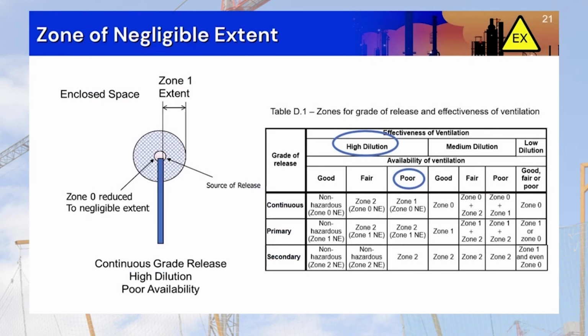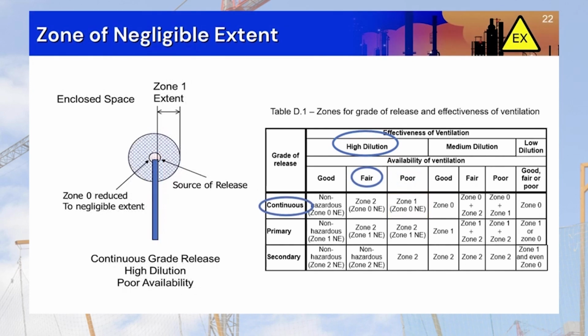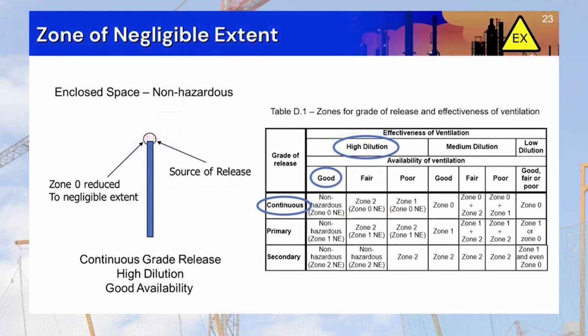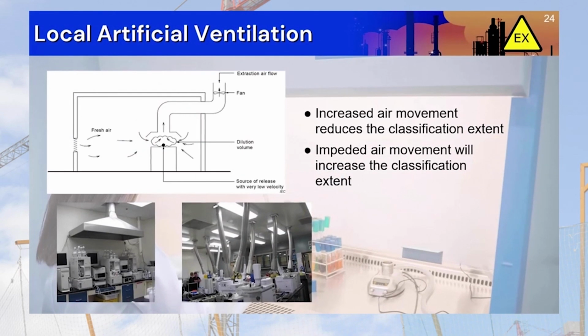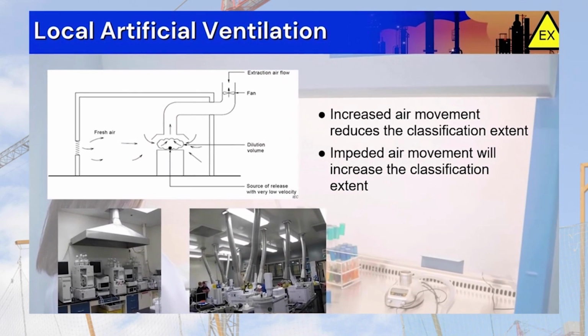Or availability of ventilation. Under such conditions, we can reduce the Zone 0 classification to a negligible extent, leaving a Zone 1 classification surrounding the release source. If we employ a fair level of ventilation, we can reduce the area surrounding the Zone 1 negligible extent to a Zone 2 classification. If we can ensure a good degree of ventilation, we can achieve a non-hazardous classification surrounding the source. A non-hazardous rating for a continuous release will require high levels of ventilation close to the release source.